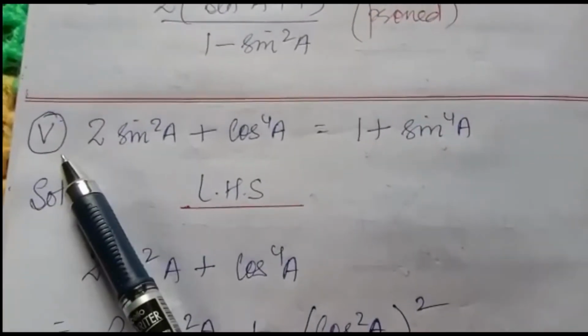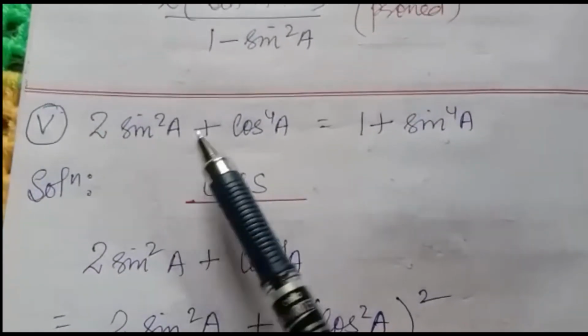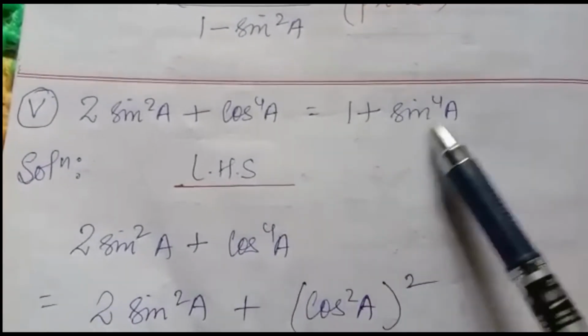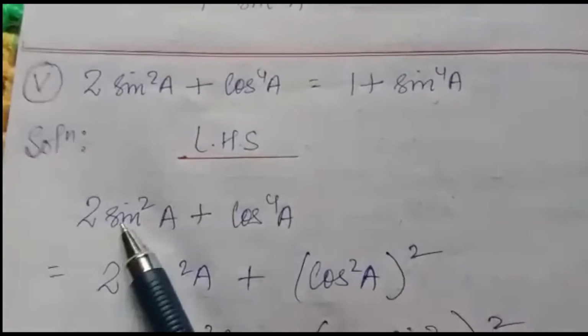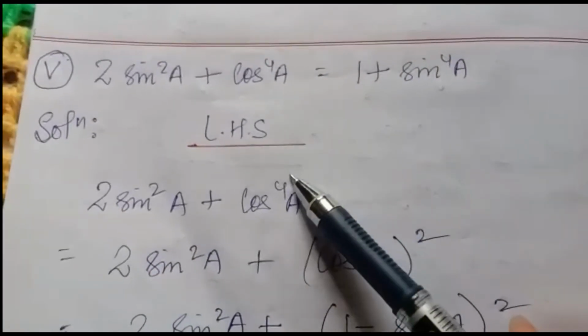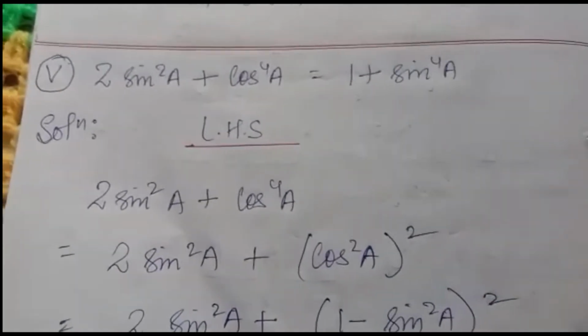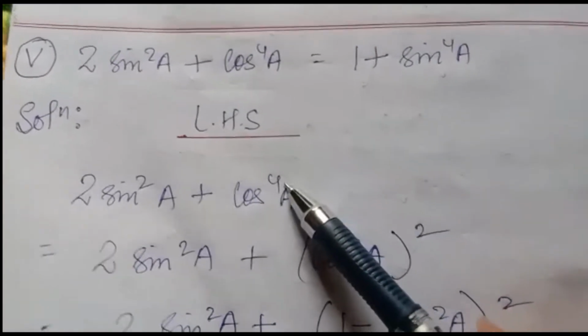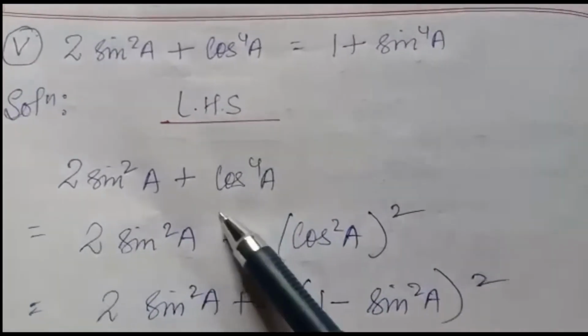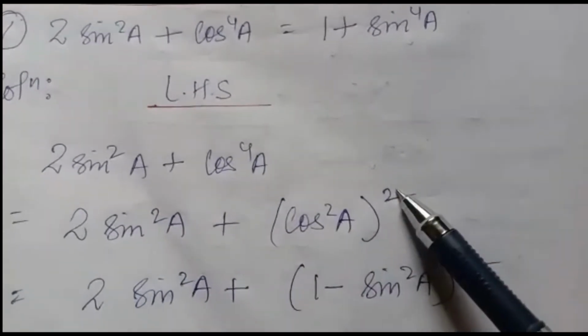Next is question number 5. 2 sin²A + cos⁴A = 1 + sin⁴A. First you copy the question. After that, we have to convert this cos into sine, but we don't have a formula for power 4. This first term will remain the same. This second one we will write as (cos²A)².